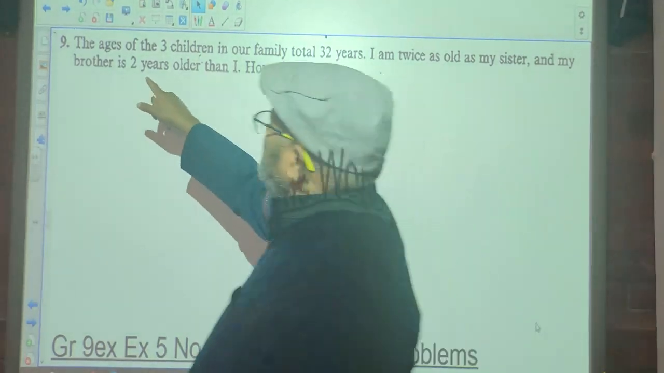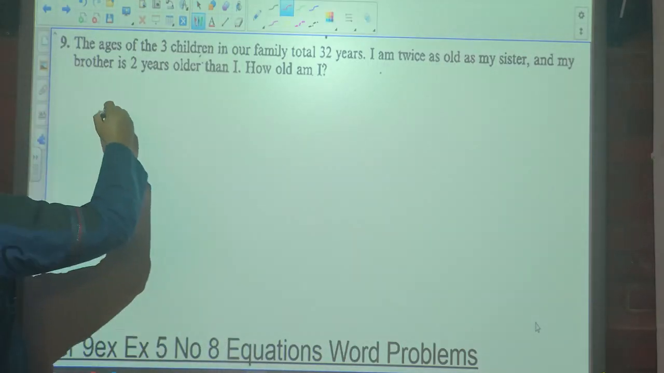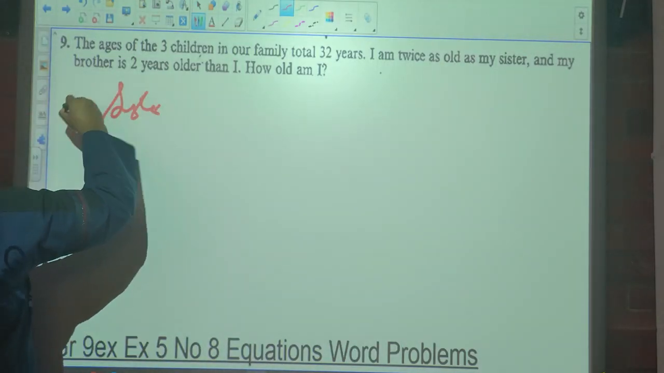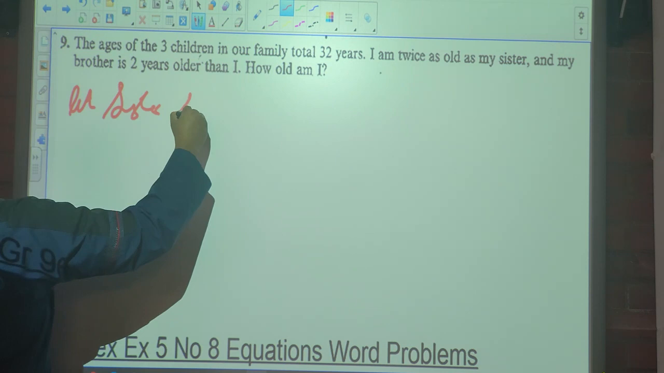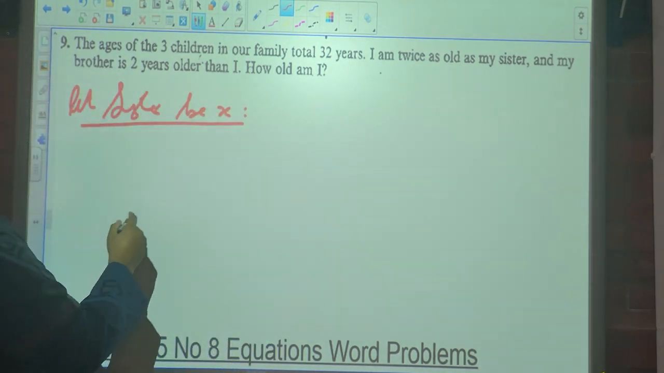And my brother is 2 years older than I. So I'm in the middle. Not so? So who's the youngest? The sister. So let's make the sister, so we say let sister be X. So if the sister is X, how old am I?